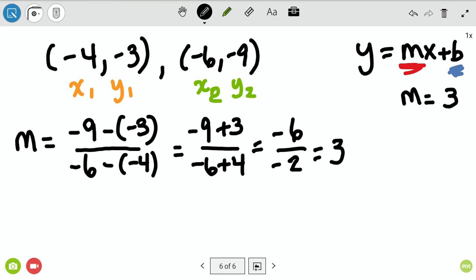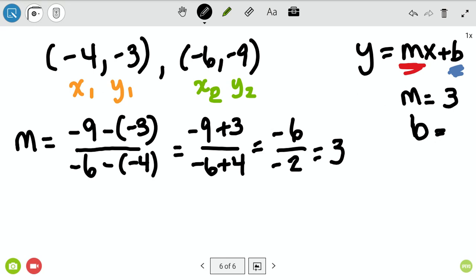And then from yesterday, we learned that if we have the m and we have a point, we can find the b, right? And we know we need the b. Well, do we have the m? We do. We just found it. Do we have a point? We actually have 2 to choose from. Does it matter which one you pick? Nope, it does not. Okay?